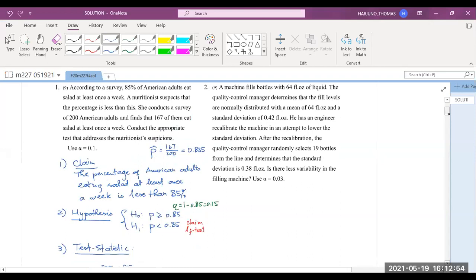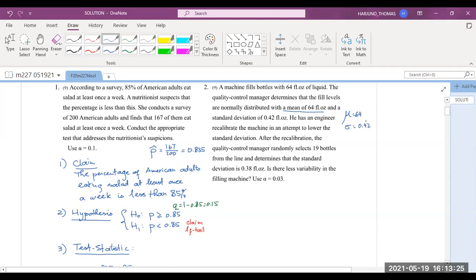Let's see number two. A machine fills bottles with 64 fluid ounces of liquid. Now, the quality control manager determines that the fill levels are normally distributed with this mean. The mean is 64 and standard deviation 0.42.